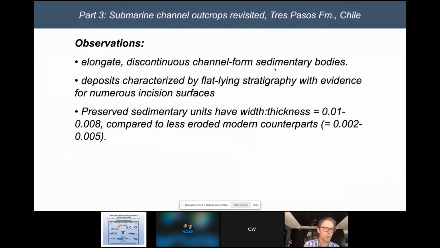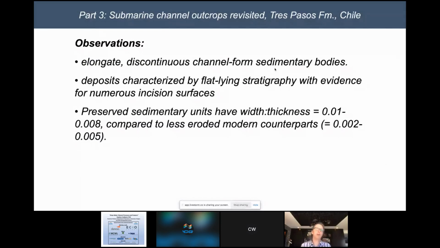inspired to look in a similar way, is that there are elongate, discontinuous, channel-formed sedimentary bodies. That still holds. That's what we saw in the first place. But the deposits are what we said before, and we validate. They're largely flat-lying stratigraphy, but there is evidence for numerous incision surfaces.